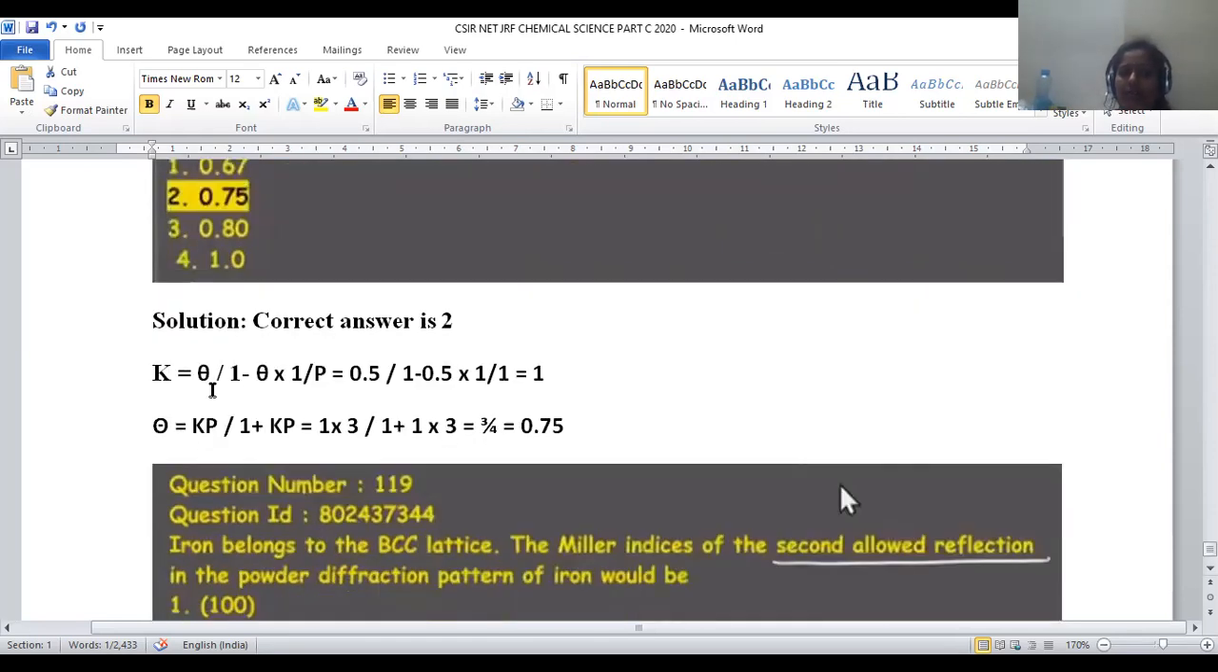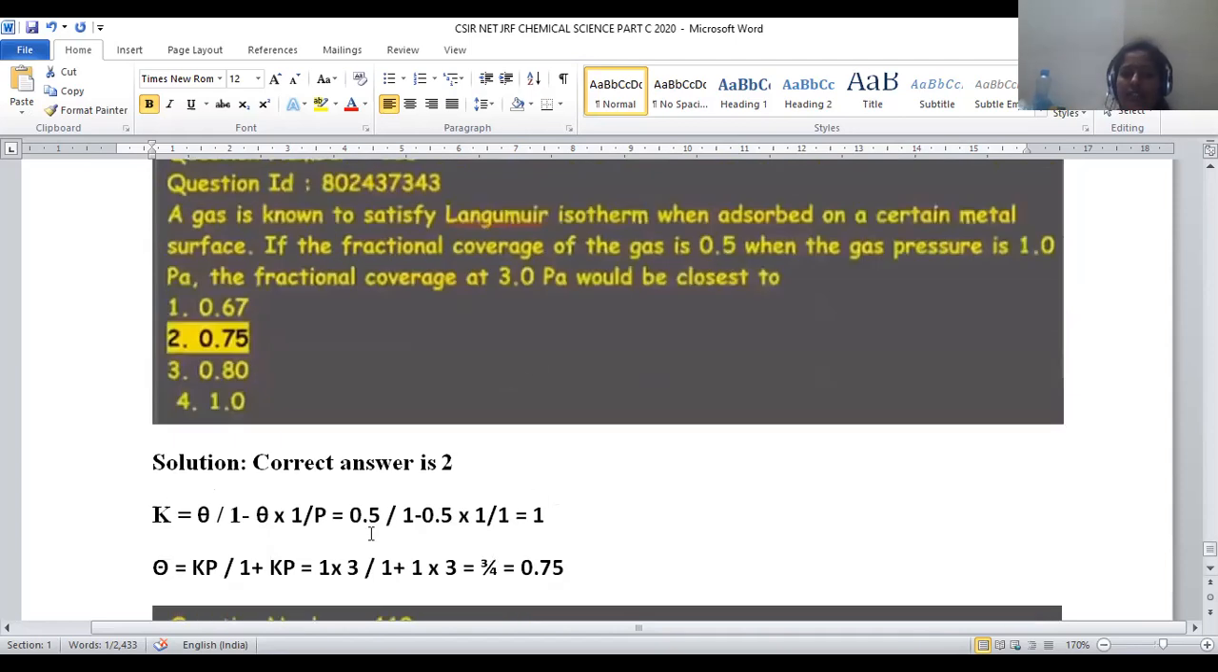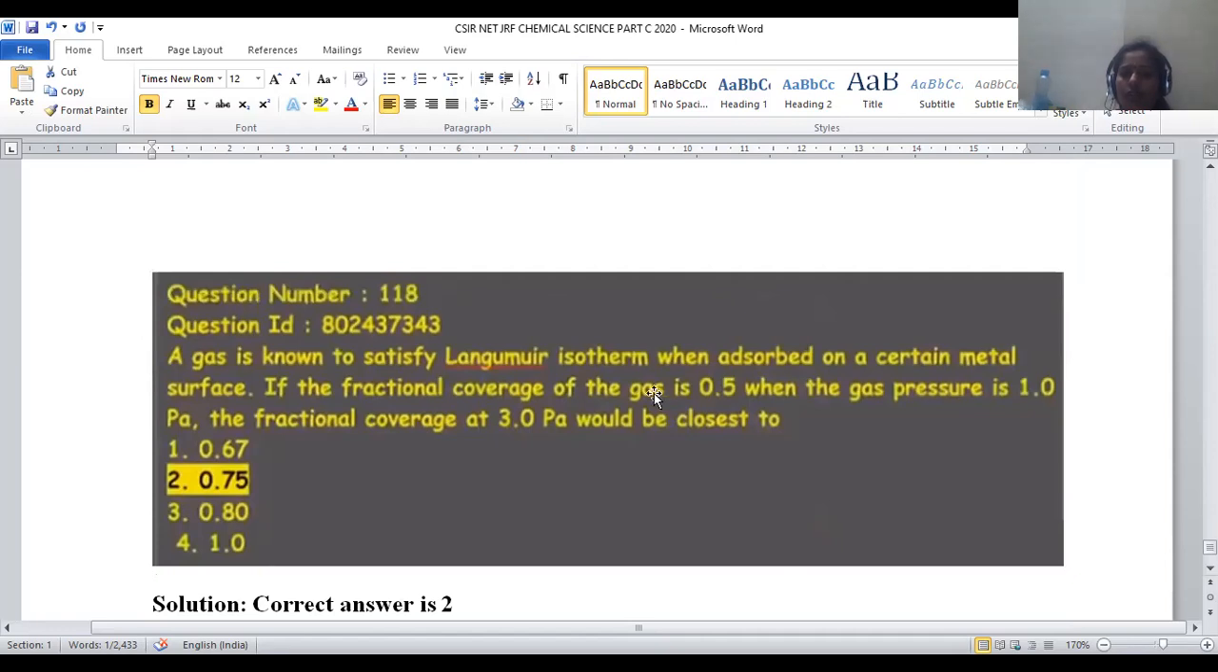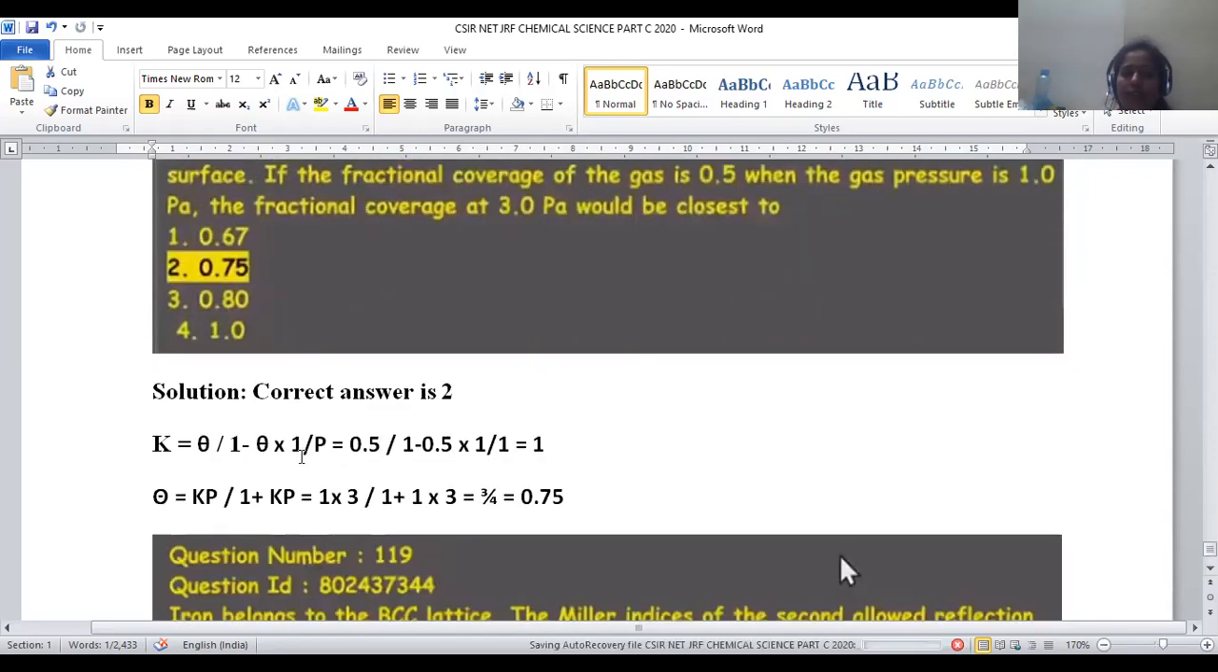For that purpose, we have the Langmuir isotherm formula. What is the formula? K is equal to theta by 1 minus theta into 1 by P. So theta by 1 minus theta into 1 by P will be the formula for the calculation of the Langmuir adsorption isotherm. Here theta, the fractional coverage, is given as 0.5. So 0.5 by 1 minus 0.5 into 1 by P. At what pressure is this fractional coverage possible? 1 Pascal pressure. That means the P value is taken as 1.